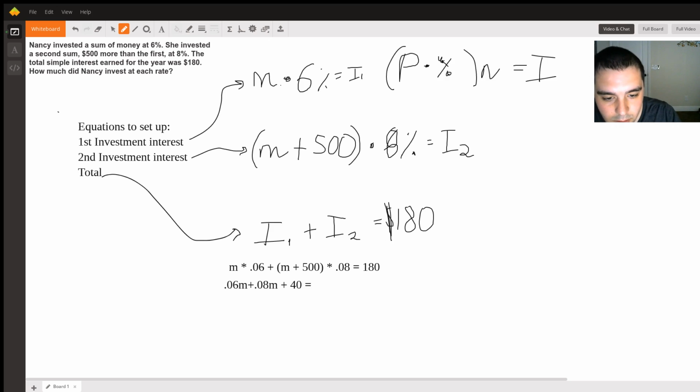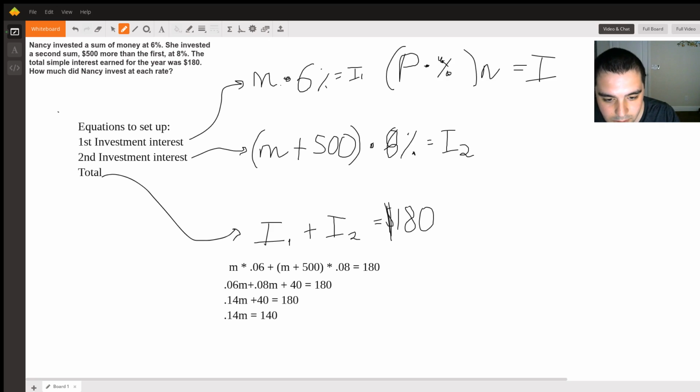So equals 180, and then we have to just do some more arithmetic. So we combine the two like terms and get 0.14 M plus 40 equals 180. And we do a little bit more massaging. We're going to subtract 40 from both sides. 0.14 M equals 140. And now we just have to divide.